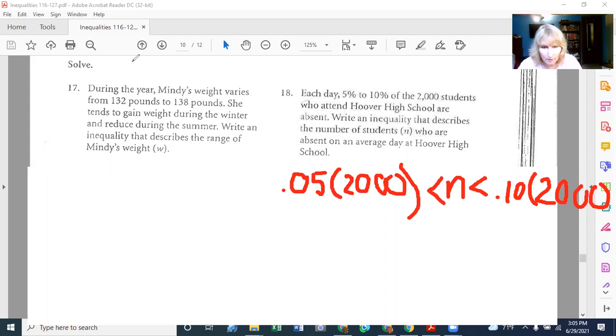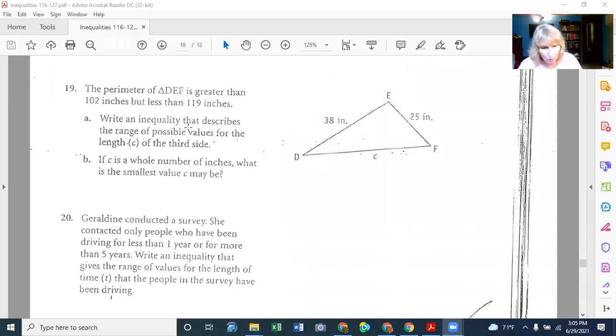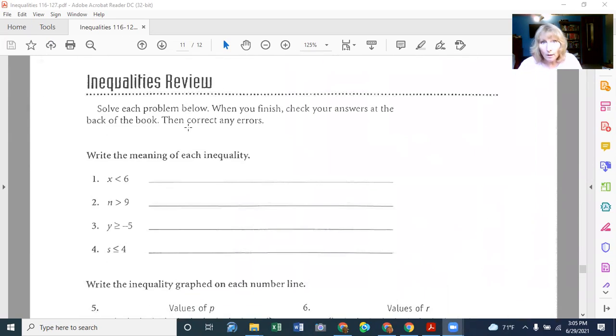And then I think the second part tells you to solve for it so that you know the number of students. So you would solve just like you did for number 19 that we just did. So let's clear that. And the last part, I'm not going to go over, it's review. You will be working on inequality review, all the things that we've just covered.